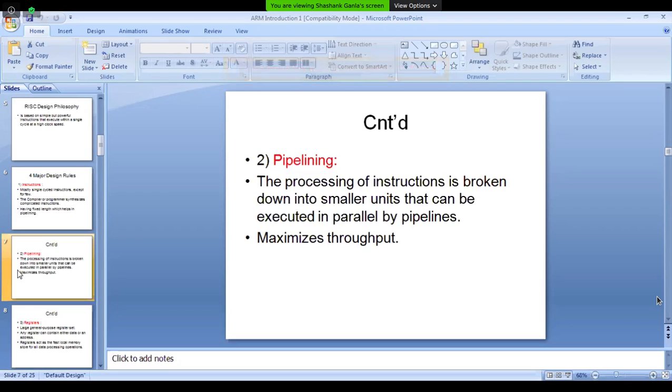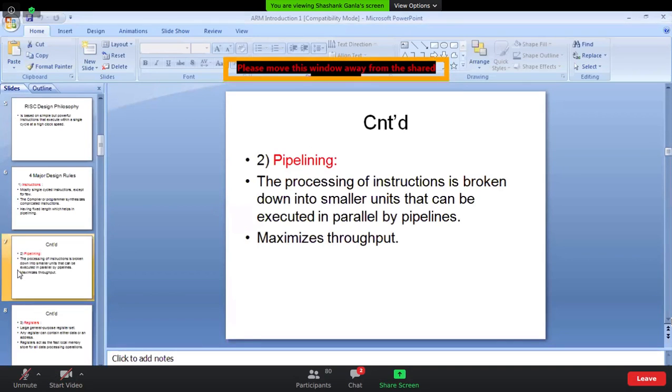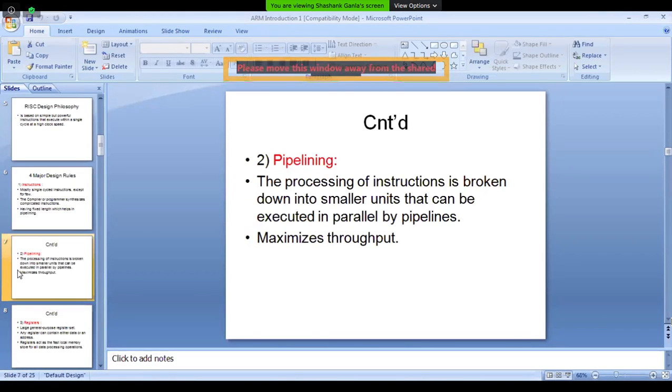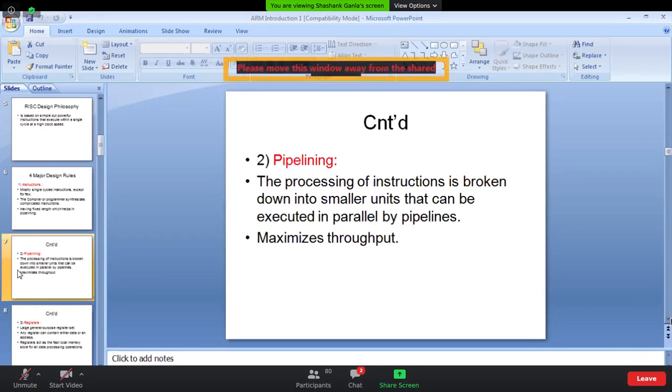Same thing which I had discussed, that pipelining refers to parallel activities taking place within the same clock cycle, or it is also expressed as processing of instructions broken down into smaller units that can be executed in parallel by the pipeline. So the primary advantage of pipelining is that it increases or maximizes what we call the throughput of the CPU. Throughput is defined as the number of instructions that can be executed per unit time. If more instructions can be executed per unit time, the throughput of the CPU is said to be increased.